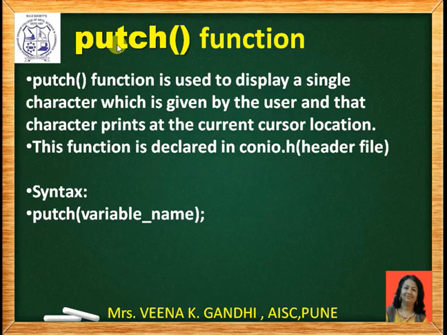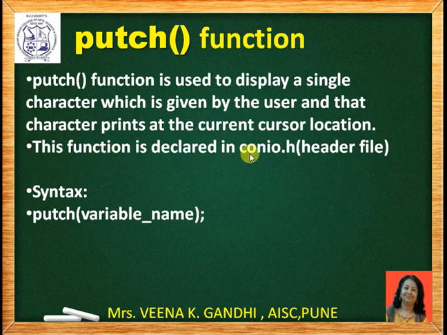Now next function is the putch function. It's an output function. This function is also not supported by ANSI or ISO-C. This function is supported by only the TurboC compiler. So it will work only on the TurboC compiler. It will not work on GCC or under the Linux platform. So the putch function is used to display a single character which is given by the user, and that character prints at the current cursor location.